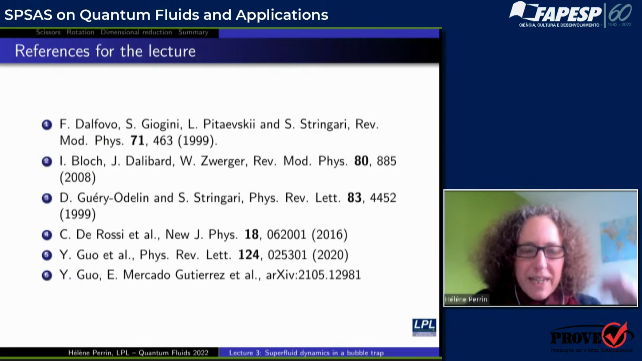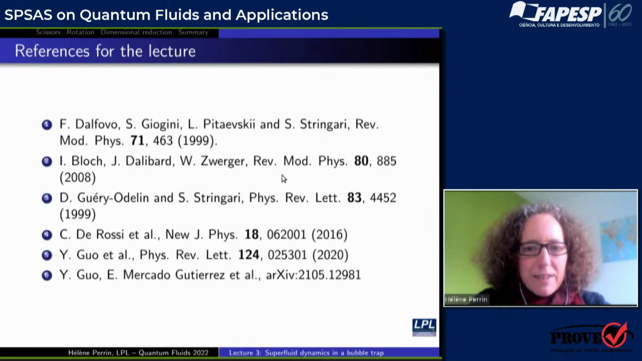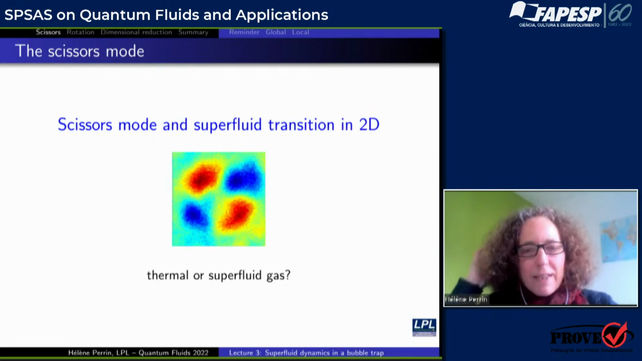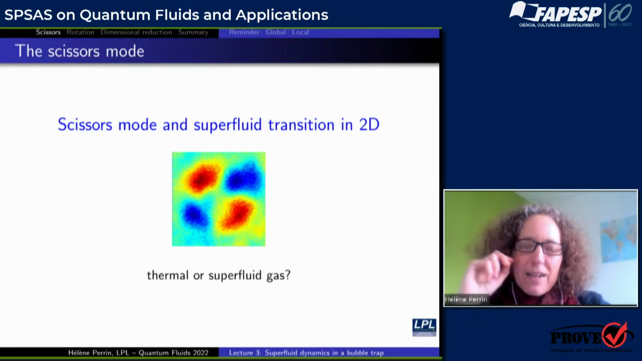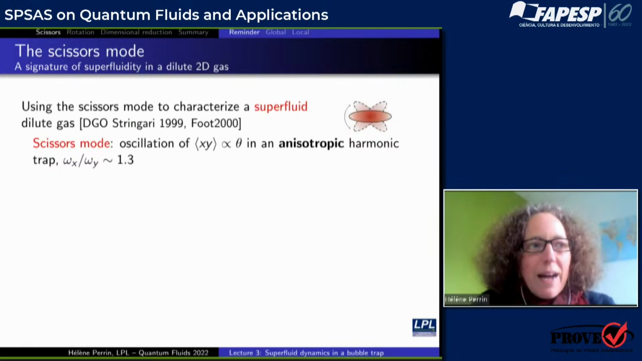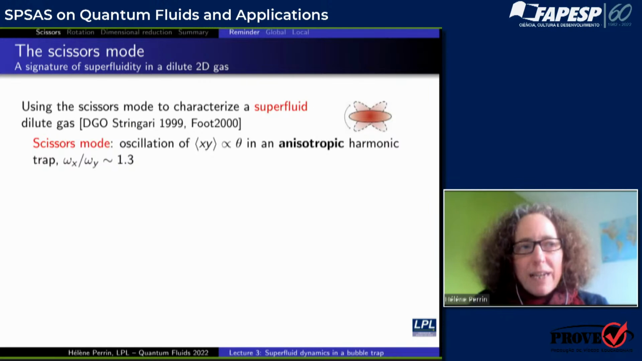So for this lecture, the references are general references on superfluidity, Fermi gases, many-body physics. And then there are references about the scissors mode. This one is about fast rotation at the bottom of the bubble, and this one is about gravity compensation and filling the bubble. So I will start with a study of the scissors mode. And the idea behind this study is to identify if the gas is thermal or superfluid by using purely dynamical criteria.